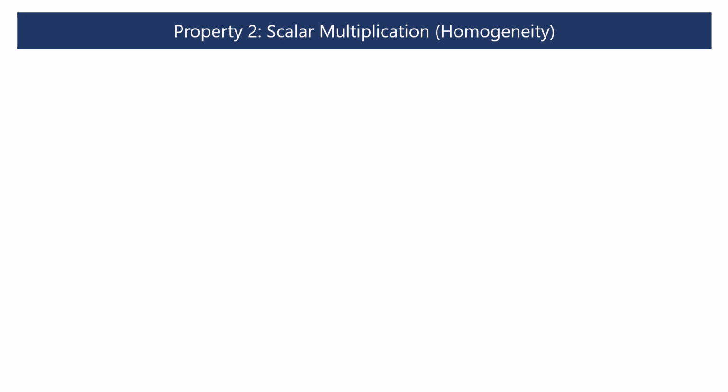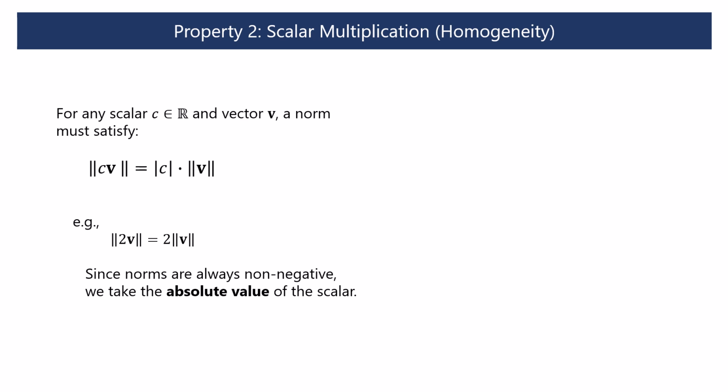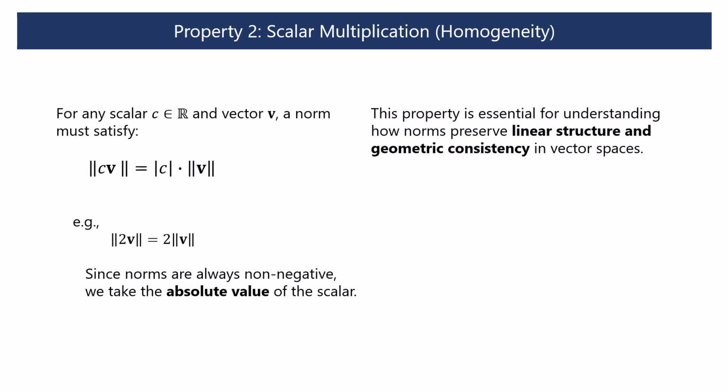Let's now turn to scalar multiplication. The scalar multiplication property is so-called homogeneity. For any scalar c in R and a vector v, a norm must satisfy this equation. This means that if you scale a vector by a factor of 2, its length also doubles. However, since norms are always non-negative, we take the absolute value of the scalar. This property is essential for understanding how norms preserve linear structure and geometric consistency in vector spaces.